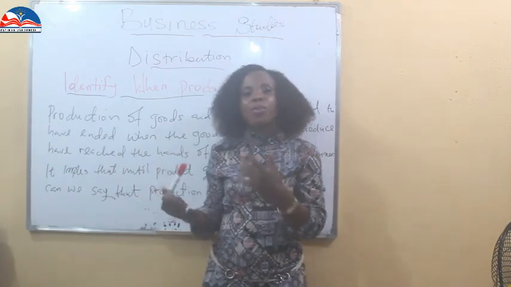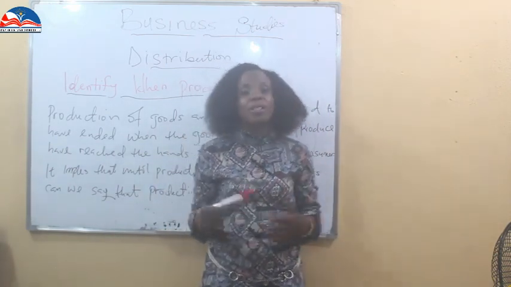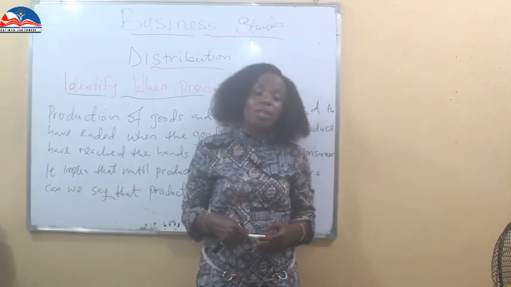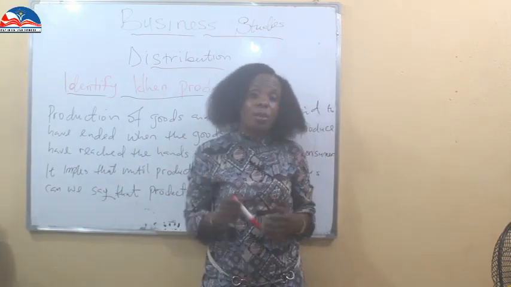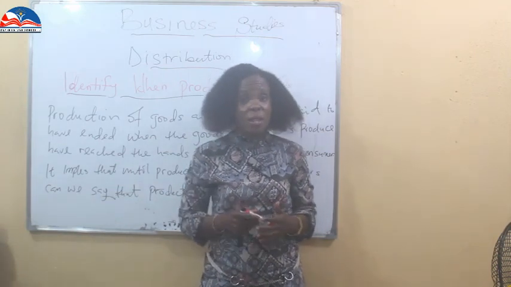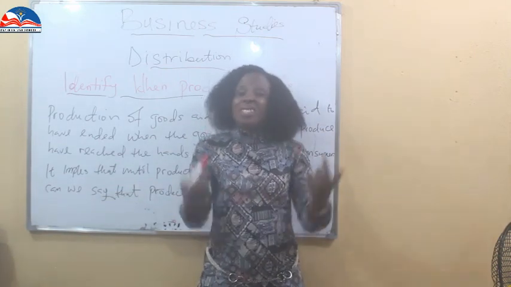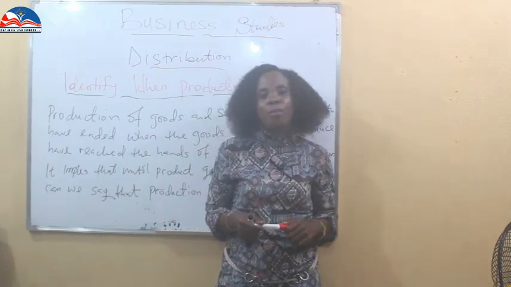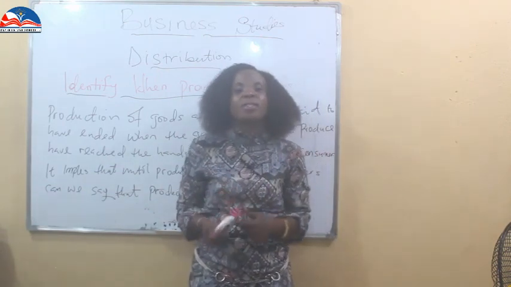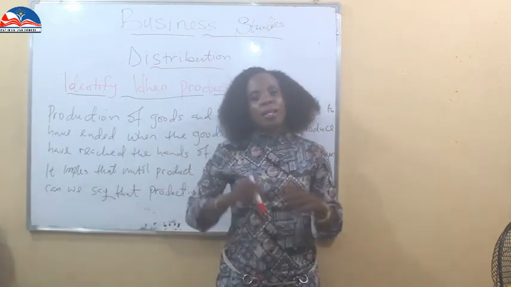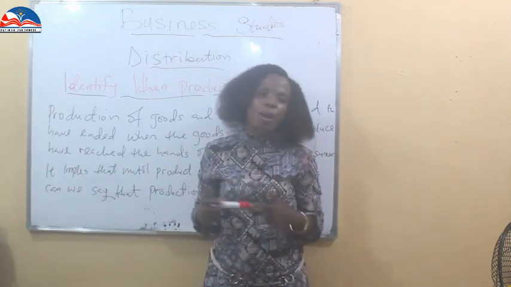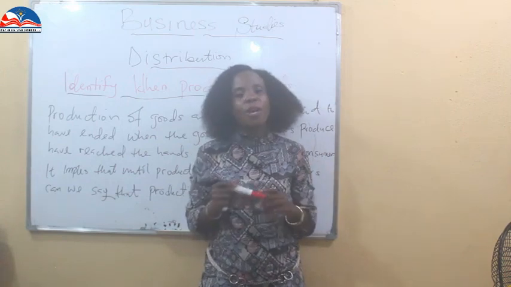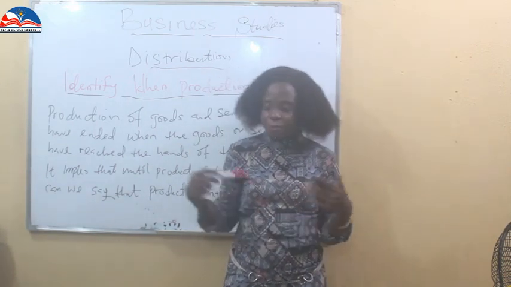Even when a producer produces and a consumer buys and does not use it, it's useless. And so until the consumer, which is the last customer in the chain, gets satisfaction for what they bought and has used it to satisfy their wants, at that point in time we can say that the product life cycle has ended. The cycle of that product has ended.